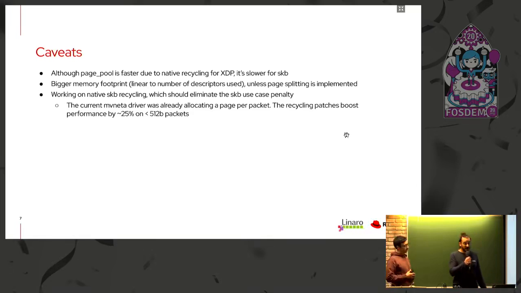The memory footprint is bigger because instead of allocating the amount of size you want for the packet, you allocate a page and you fit the packet wherever you want in that page. And we do have some off-tree patches to get some performance back from that penalty. So we have patches and we managed to recycle buffers even if they address the normal network stack. So if it's an SKB, we eventually recycle that buffer as well.